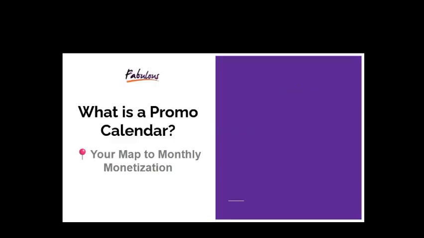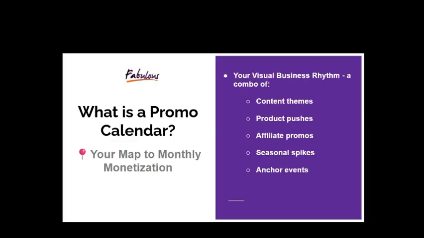So, what is a promo calendar? Well, a promo calendar is your visual business rhythm. It's a combination of content themes, product pushes, affiliate promos, seasonal spikes, and anchor events. It gives structure to your offers, your emails, your socials, and events.